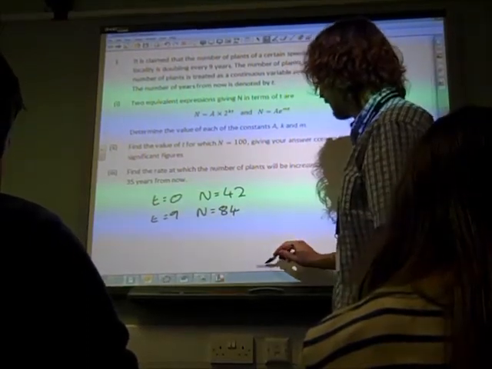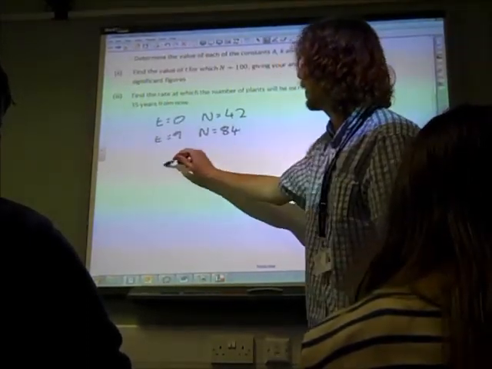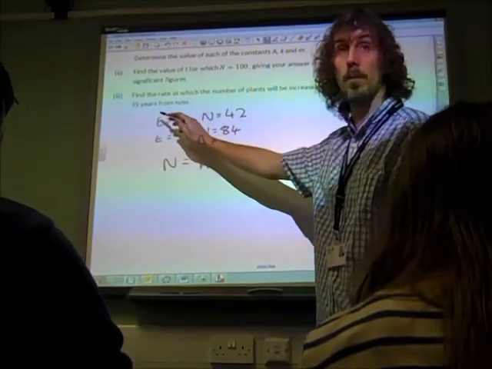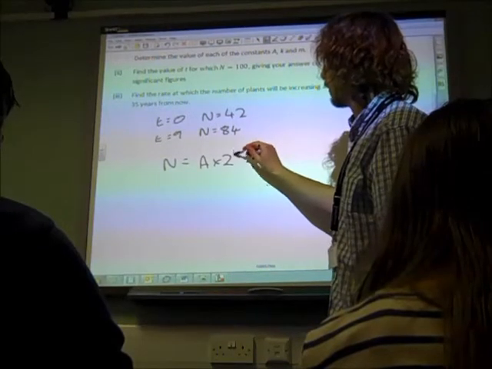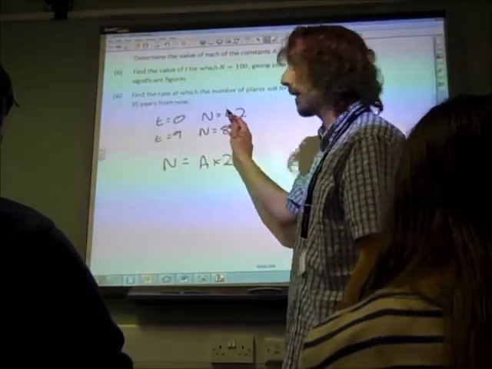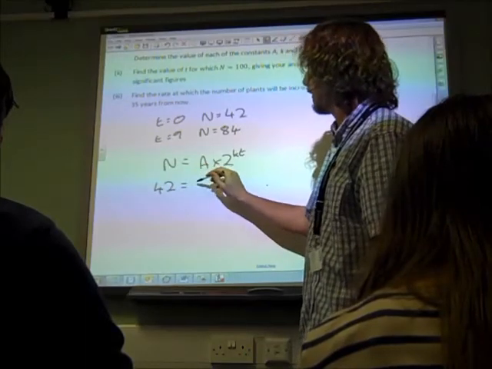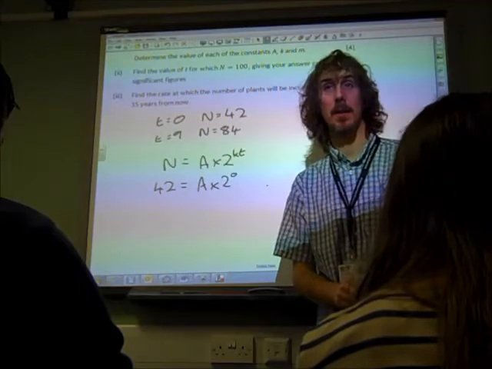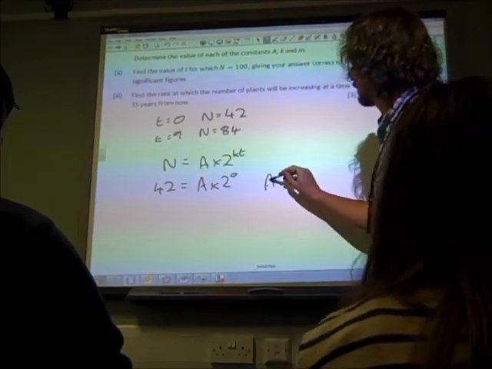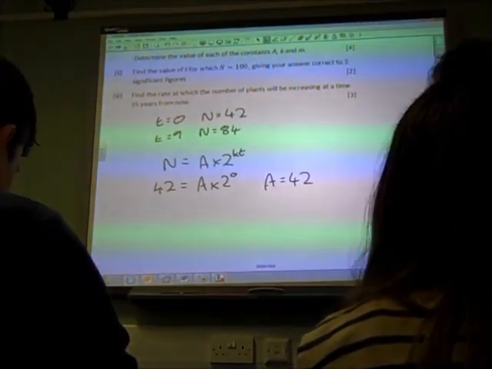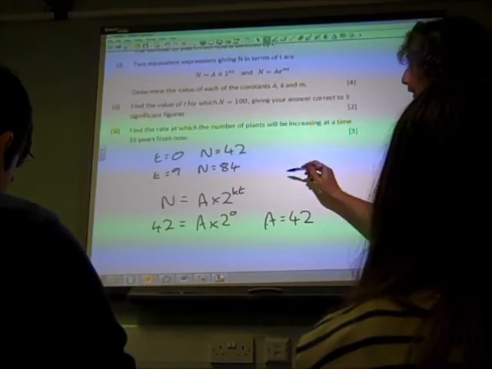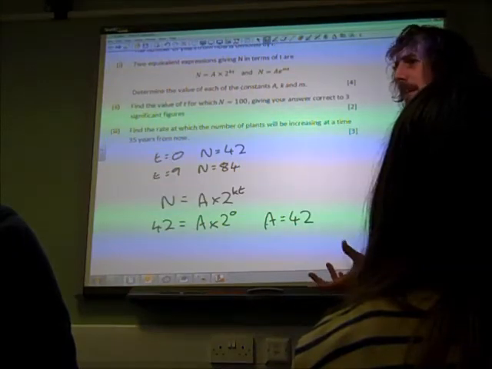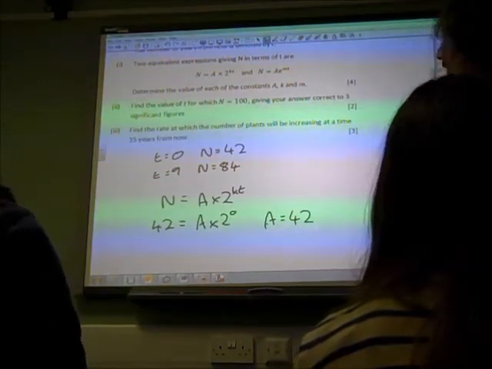n is a times 2 to the kt. Let's work that one. If we put t is 0, n is 42, then 42 is a times 2 to the 0. So 42 is a. And notice if we'd done it in the other equation, n is a e to the mt, we would have had the same thing: 42 is a times e to the 0. So we start with a being 42.